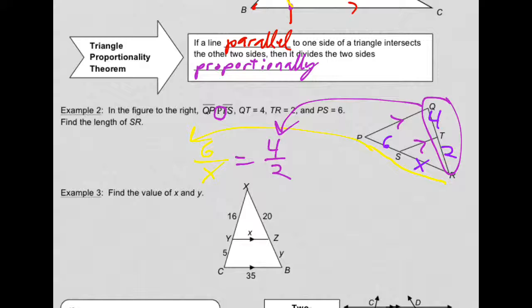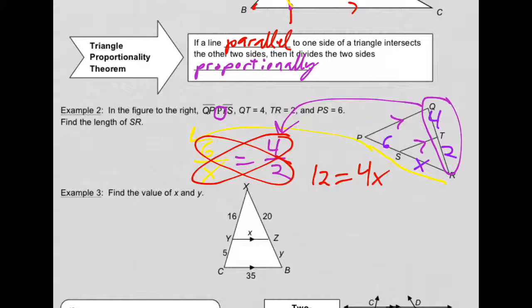And then, of course, I cross multiply. 6 times 2 is 12 equals x times 4 is 4x. And I divide both sides by 4. These 2 4's, they cancel out, and that just gives me x equals 12 divided by 4 is 3. And so I know that SR over here equals 3.